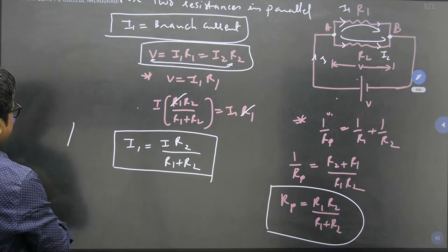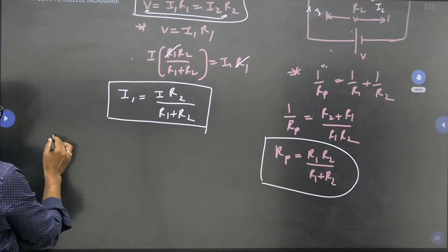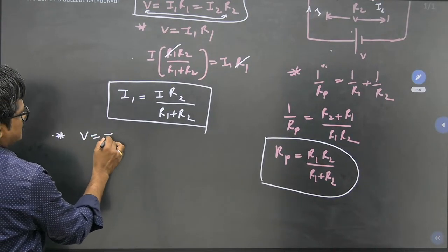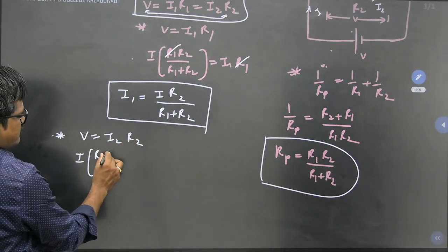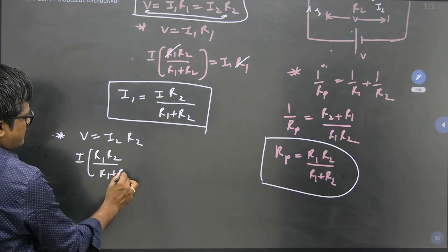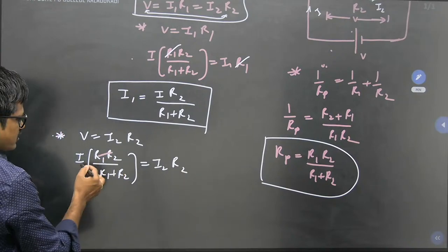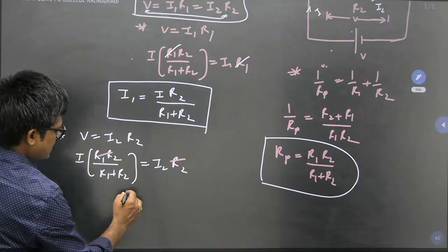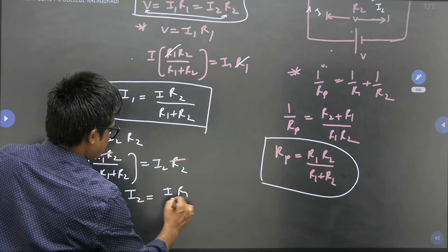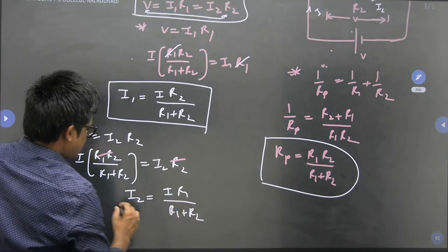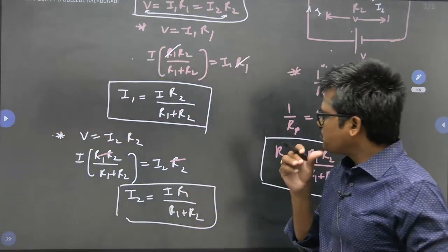Can we do it? Okay or not? So you can even compare that to get the current in the other branch. What is V equal to? I2 into R2. What is V? Total current times total effective resistance, R1 R2 by R1 plus R2, equals I2 into R2. This R2 gets cancelled. Then I2 is equal to the main current times R1 divided by R1 plus R2. This is the other branch current formula. Got my point? So these will help you in some cases.